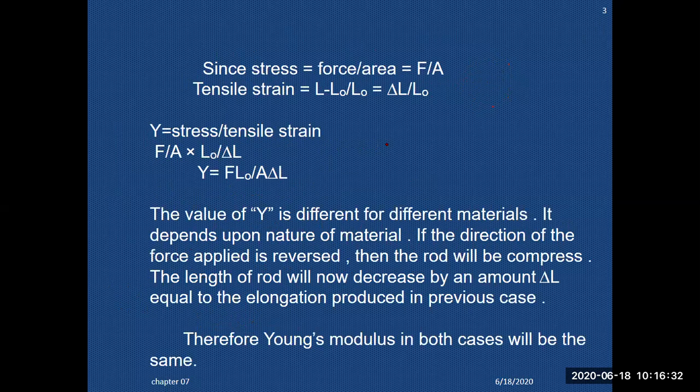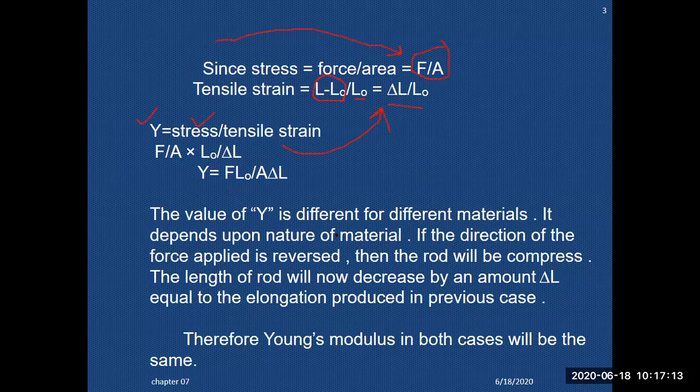Since the stress is equal to force per unit area, F divided by A, and the strain is the change in length divided by the original length, del L divided by L naught, you put these values in Young's modulus. Stress is calculated using this formula, and strain is calculated using del L over L naught. If you put all the values in this equation, you get Y is equal to F L naught divided by A del L. So this is the formula to calculate Young's modulus.